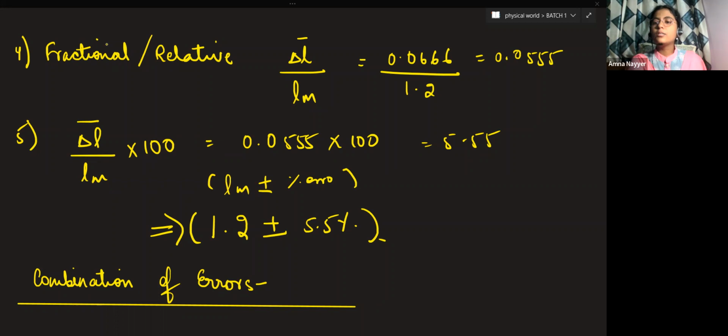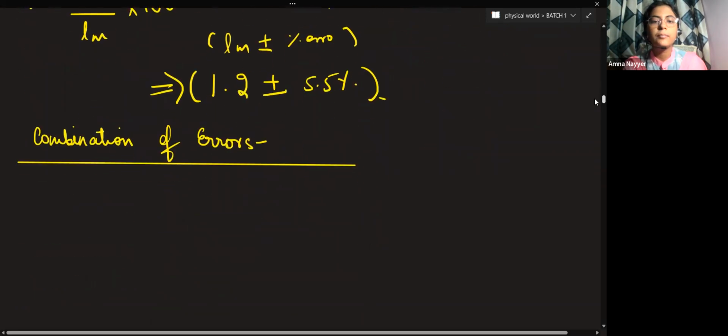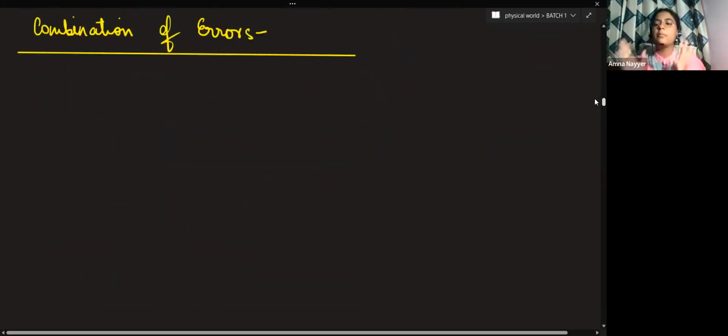Now see, this was individual errors when you were having different errors. Now what if you are given different errors, but you have to put in operations? For example, if I tell you that add two errors, or subtract two errors, or divide two errors, or multiply two errors, then how will you put it? So combination of errors is a separate topic, means addition, subtraction, and all these are done separately.